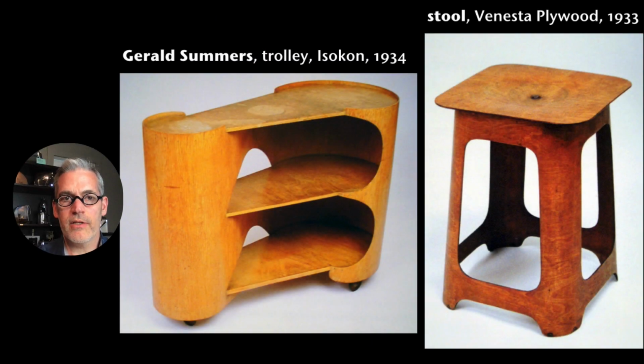Some of the techniques that Summers was thinking of were slightly beyond his ability to produce and create tooling for on his own. So in 1934, he looked to a British company named Isokon, which stood for Isometric Unit Construction. And this is a company that you might want to know more about.